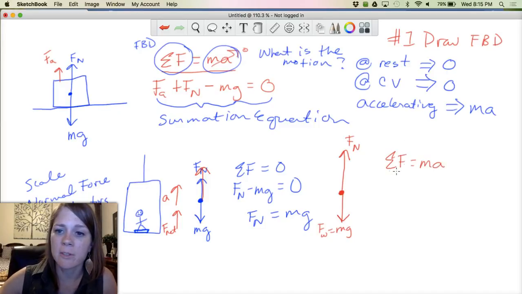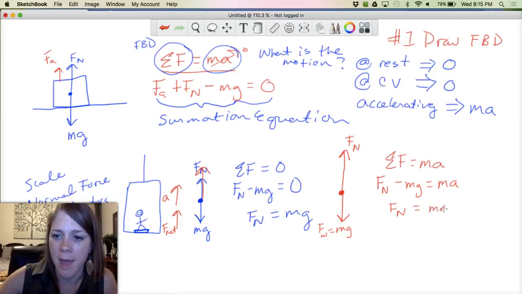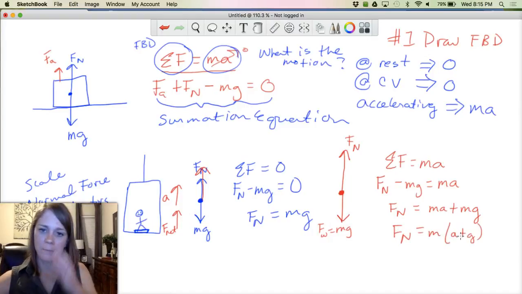To figure out the summation of the forces, I look at my free body diagram. I subtract vectors that are in opposite directions. So we're going to have the normal force minus the weight force equal to ma. And the normal force then becomes, if I add mg to both sides, ma plus mg. So the normal force is really just the mass times the acceleration plus gravity.